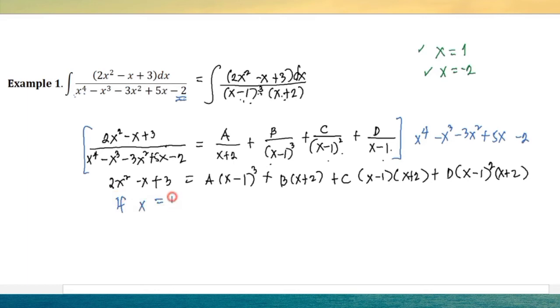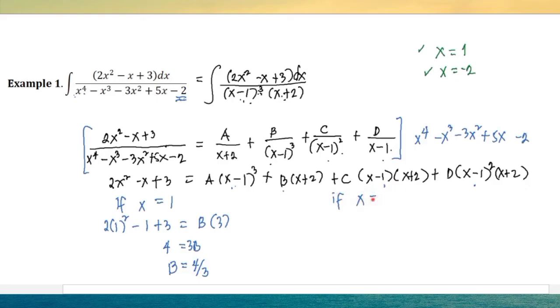So, if x is equal to 1, on the left side of our equation, we have 1 squared minus 1 plus 3. And then here, if x is equal to 1, these will cancel. This becomes 0, this becomes 0, this becomes 0. Then, we will be able to solve for the value of B. So, we have B times 1 plus 2, that's 3. On the left side of our equation, we would have 4. And here, we have 3B. So, solving for the value of B, we have 4/3.